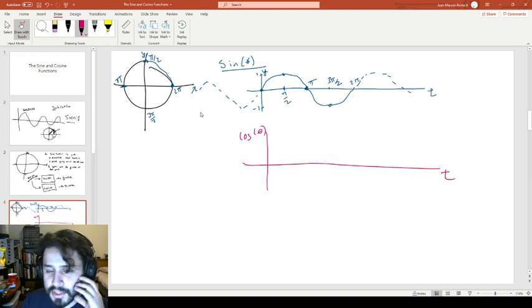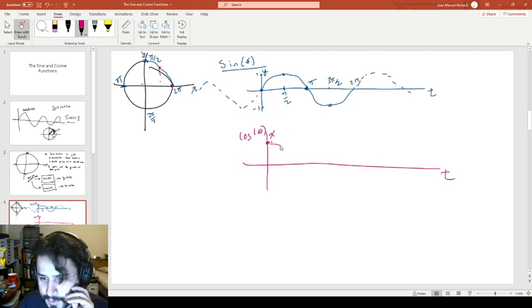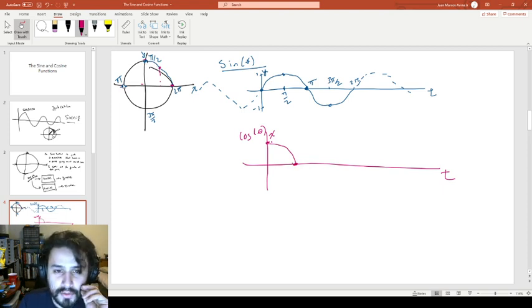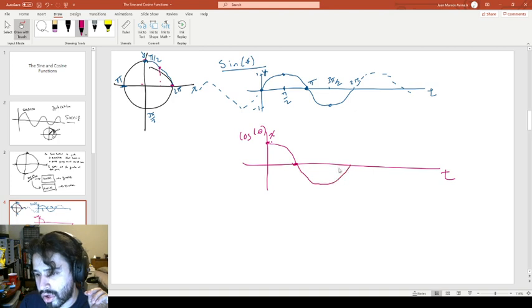Here's time, but instead of y, we only care about the x for cosine. When you're starting out here for cosine, the x value is already positive 1 from the very beginning. So we're just going to put a 1 there. After some time, we go up here, and the x value is going to go down to 0. At this point, the x value will be somewhere in between 1 and 0. So it's going to do something like this. And then it's going to go down to negative 1, and then to 0, and then back to positive 1. So you'll see that this is going to do something like this.